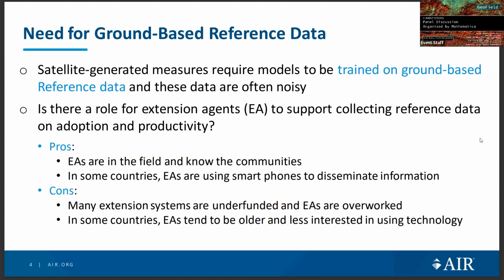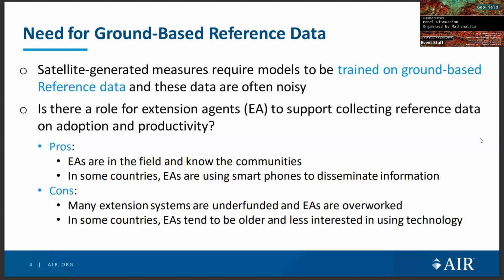But you need to train the models, and for that, the question is how you are going to get that information. And one of the ideas that we wanted to put out there is: is it possible to get the extension agents that are already in the fields to provide this type of information in order to keep training the models? And for that, I wanted to mention two different things.